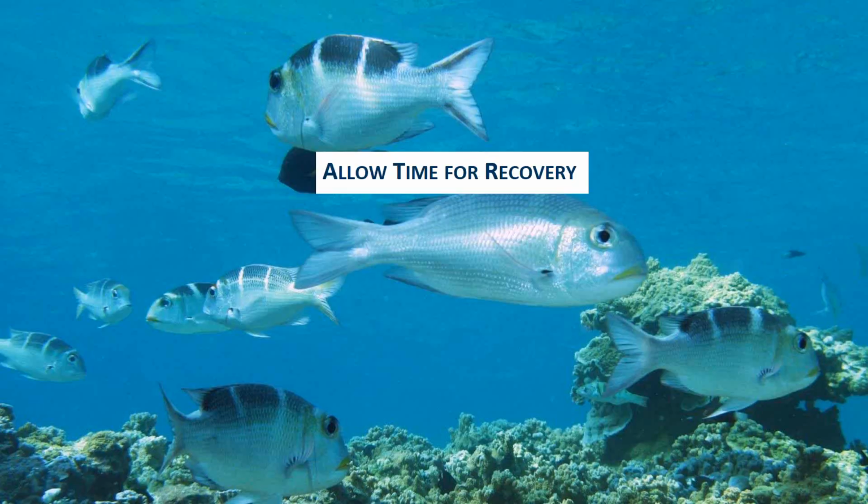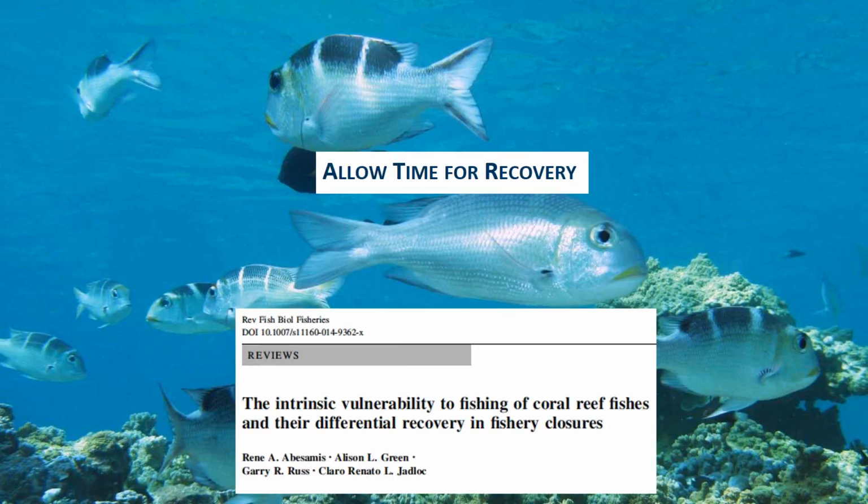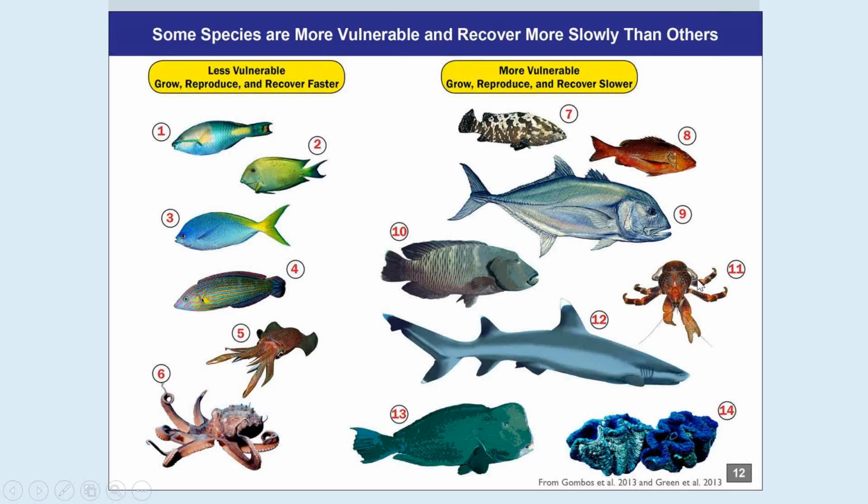So what we did was another detailed review of the intrinsic vulnerability of reef fish to fishing, and therefore how long they take to recover once they're protected in no-take areas such as fisheries closures. Now, there are many things that influence how long populations recover, but one of the most important ones is their biology. For example, here you can see some species on the left here are less vulnerable to fishing pressure, and they recover faster because they grow fast and reproduce fast, and their populations turn over really quickly.